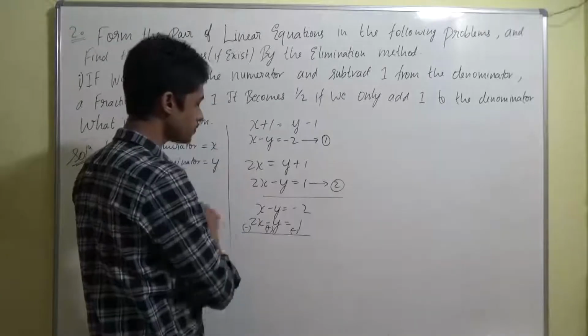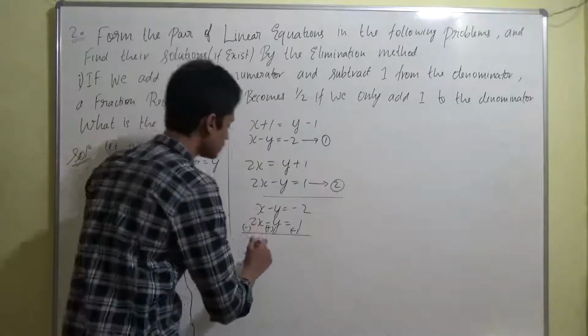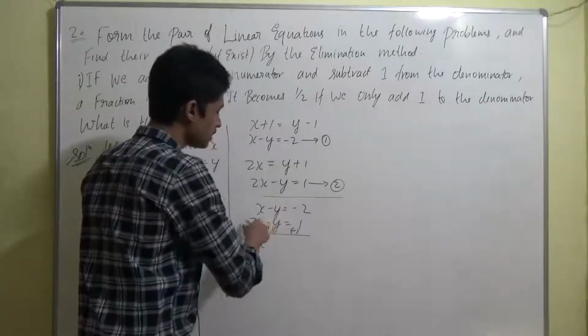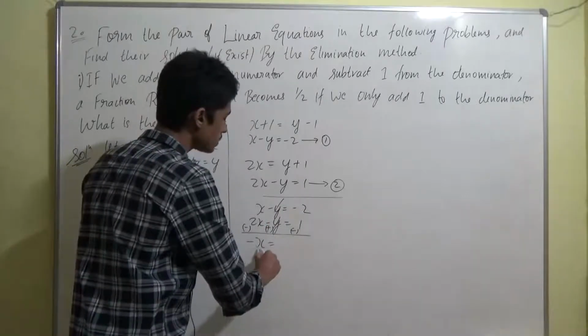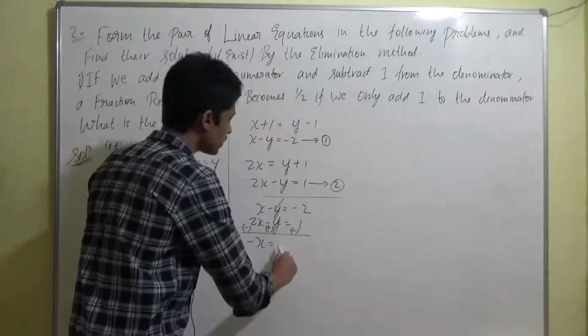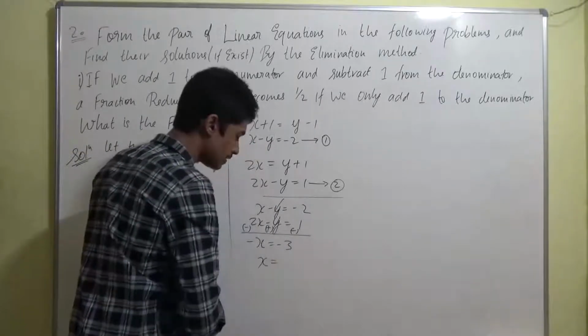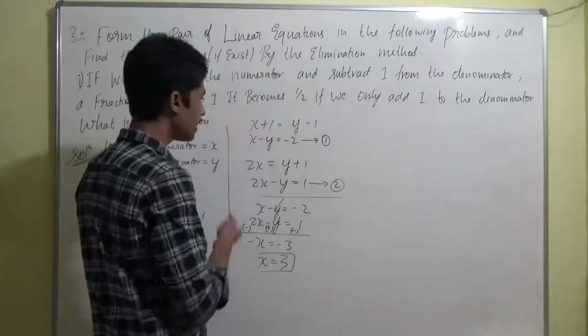Now what will happen: x minus 2x is minus x, right? And here it is plus y and minus y, which will get cancelled. So minus x equal to minus 2 minus 1, which is minus 3, right? The minus will get cancelled, so x will become equal to 3, right?